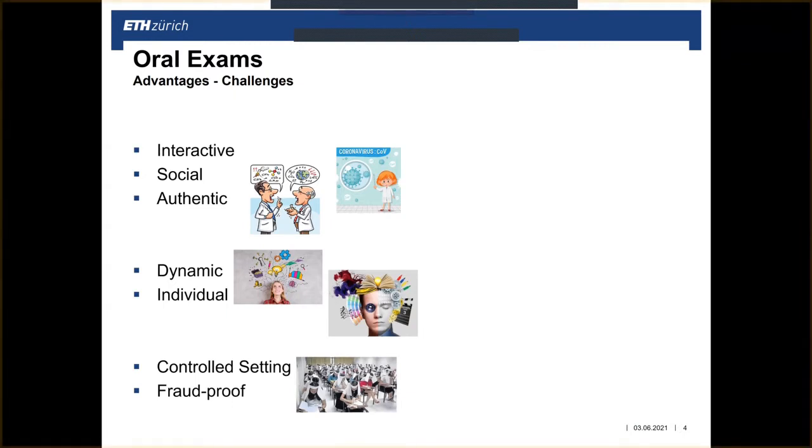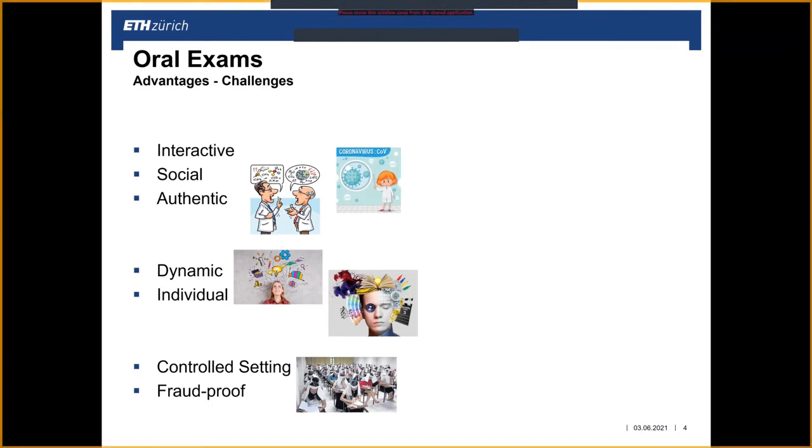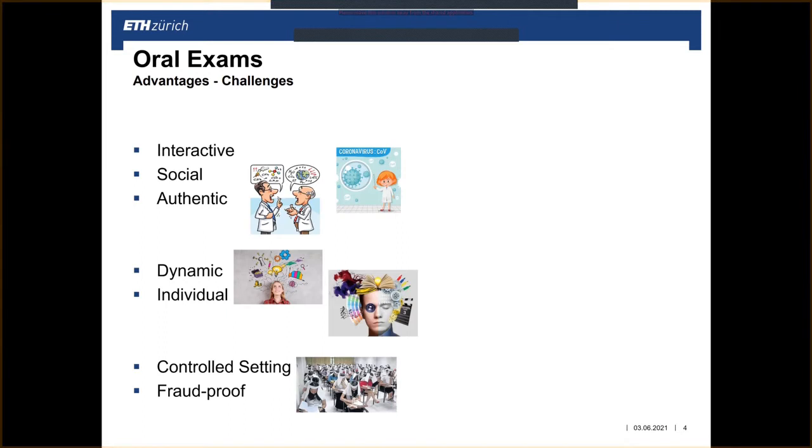And finally, and I think this is also important, oral exams take place in a controlled setting that is actually quite fraud-proof. This is less of a distinction versus written exams, but in contrast to, say, graded presentations or theses, where we have much less control whether students might be ghostwriting or not.